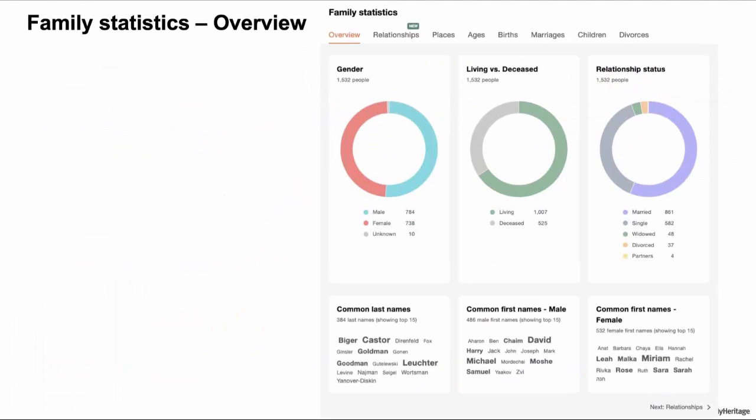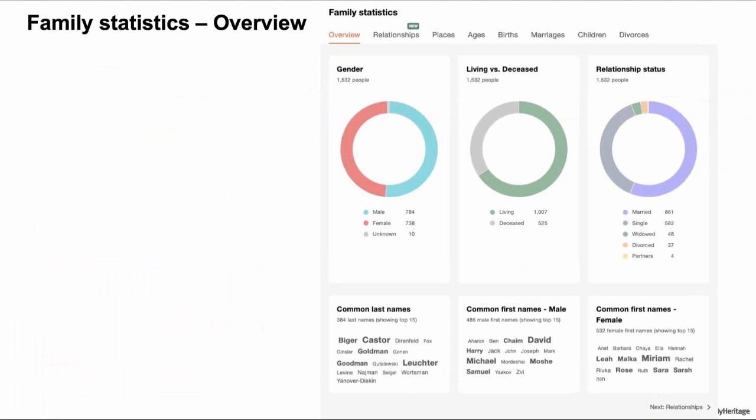Okay, so now we are in the Family Statistics, and you can see that there are several tabs: Overview, Relationships, Places, Ages, Births, Marriages, Children, and Divorces. So all these different areas of your family information, you can get to statistics about them by navigating through those tabs. The first tab is called Overview, and we have in this page 6 statistics boxes, so to speak, that show you information about a particular type of stat that it highlights.